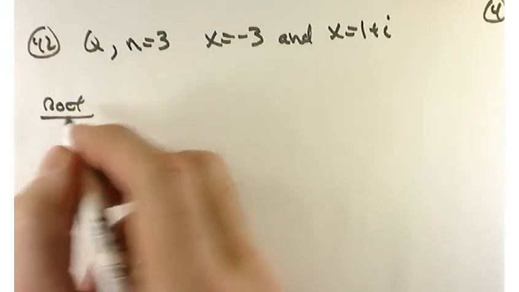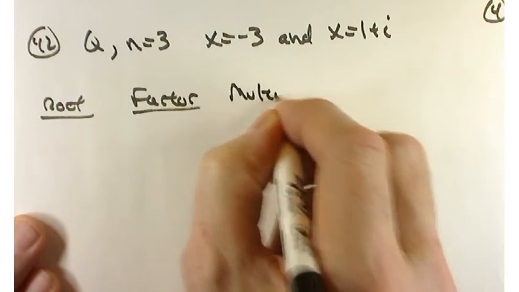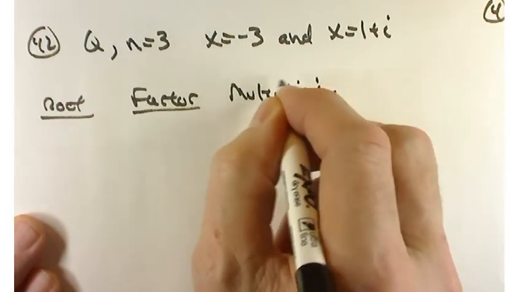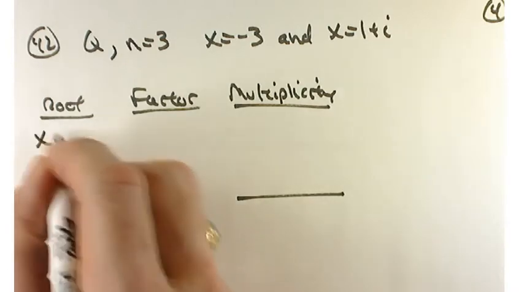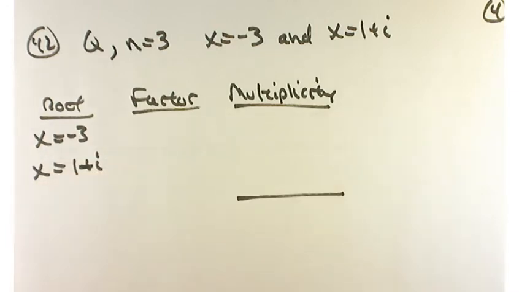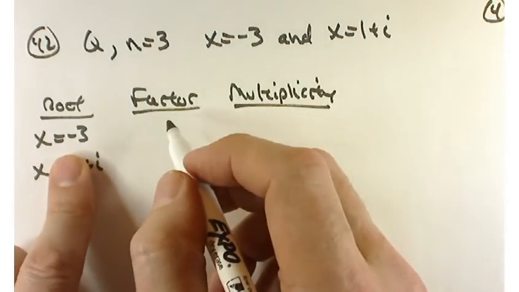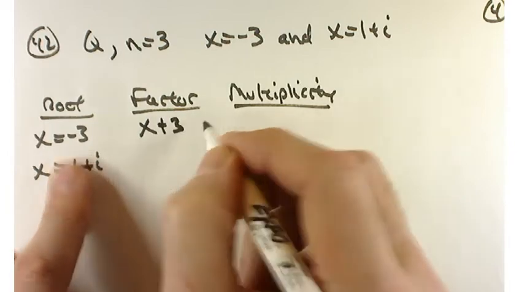Root, factor, multiplicity. So I had a root at negative 3, root at 1 plus i. Can someone help me with the factors? Algebra? What would the factors be corresponding to x equals negative 3? Good. x plus 3. You want to do this one too?